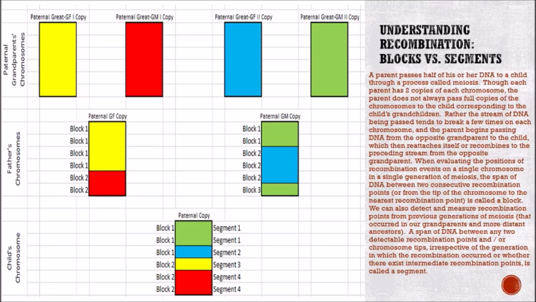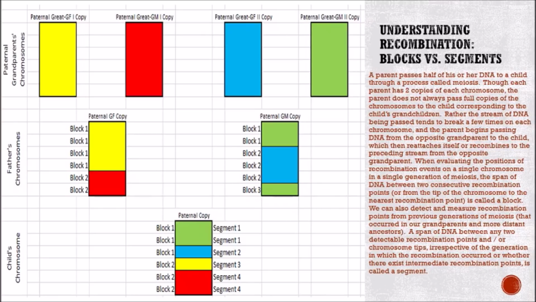All right, so now let's take a look at the wording on the right, which I tried to formalize a bit. A parent passes half of his or her DNA to a child through a process called meiosis. Each parent has 2 copies of each chromosome. The parent does not always pass full copies of a chromosome to the child, corresponding to the child's grandparents. That is, they don't pass the whole copy down. Sometimes they do, but not every time. That's the exception rather than the norm.